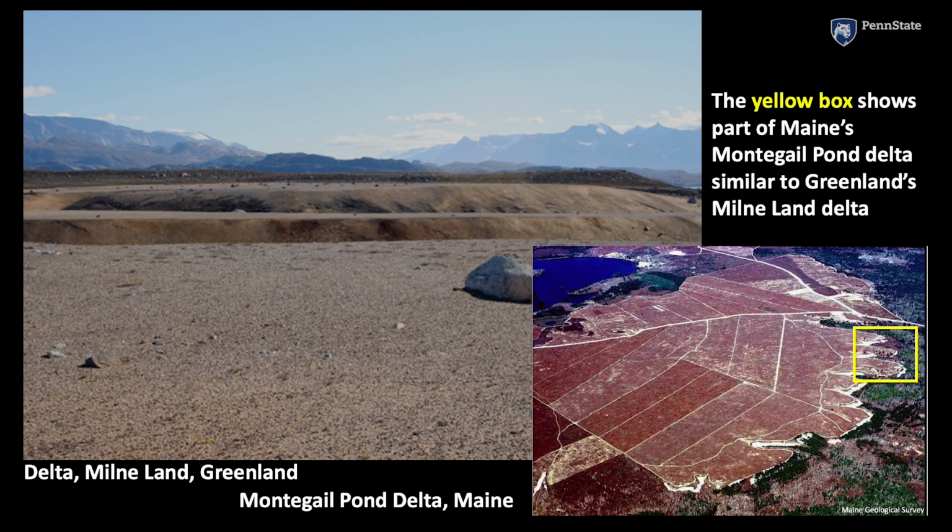And here's a very similar delta viewed from the air, and a very nice picture from the Maine Geological Survey. This Maine delta looks red because the picture was taken in the fall, and the delta is covered with blueberries that grow in the sandy soil, and the blueberry leaves turn red in the fall. The little yellow box on the far right there is around some features in the delta in Maine that look almost identical to those features in the delta in Greenland.